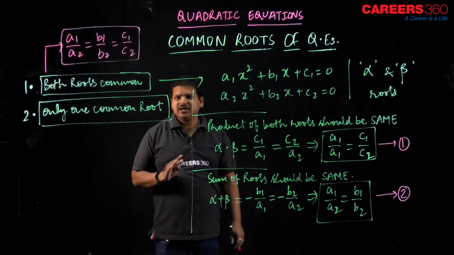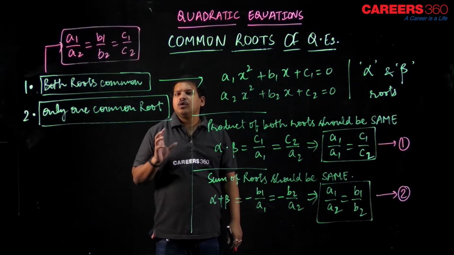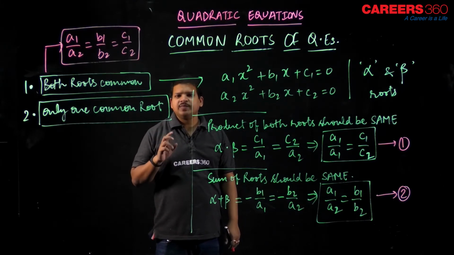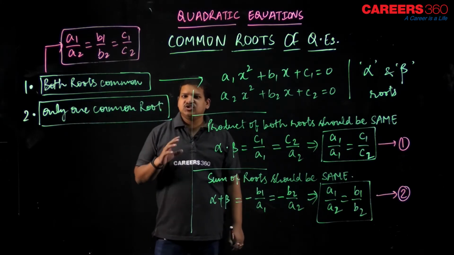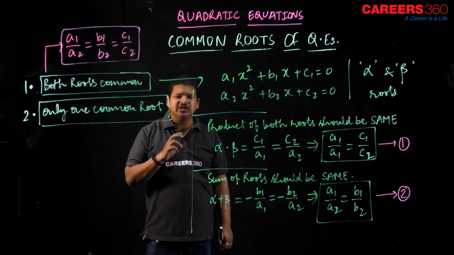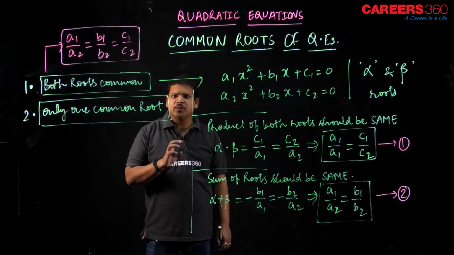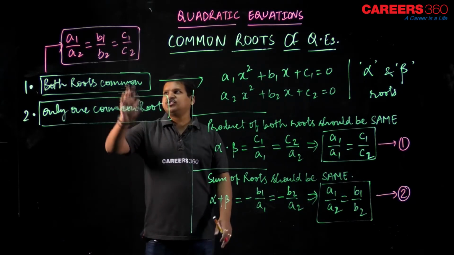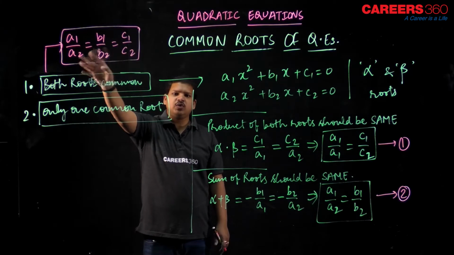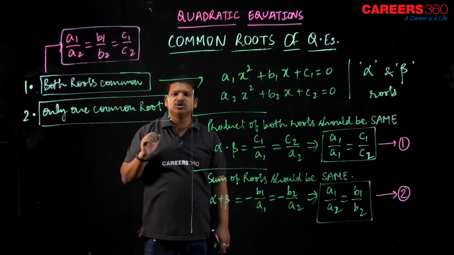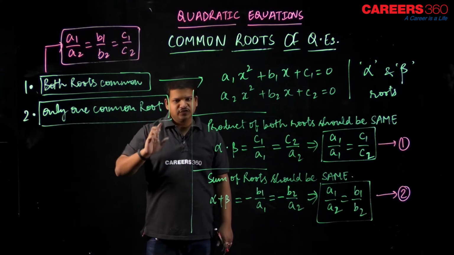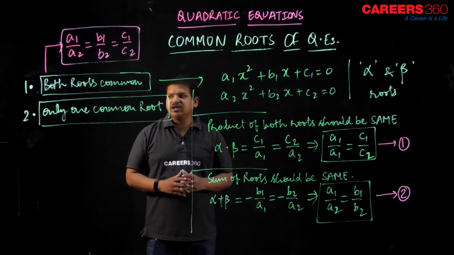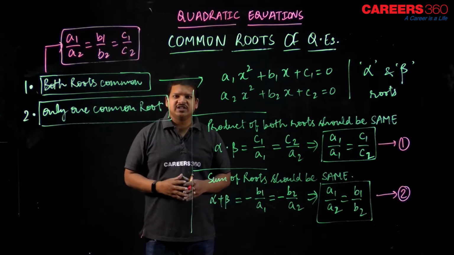I hope it is clear to you. So what you need to do, if let's say in a particular question you are asked to check whether these two equations will have common roots or not, all you need to do is just check whether these two equations are satisfying this condition or not. If they are satisfying, yes, they have both the roots common. If no, then no. Let's proceed to our next condition.